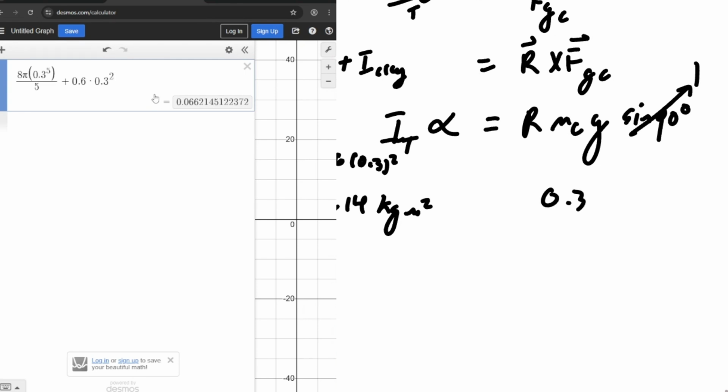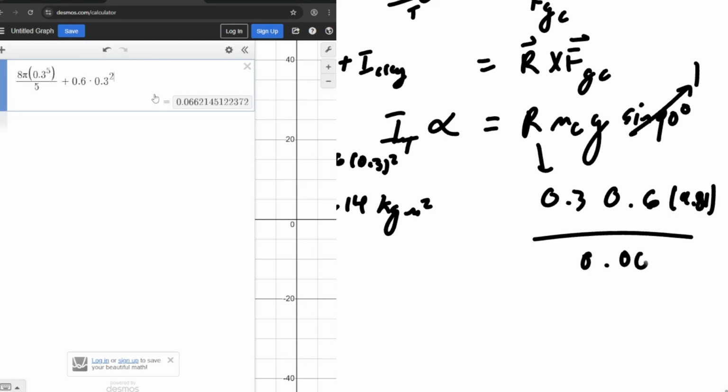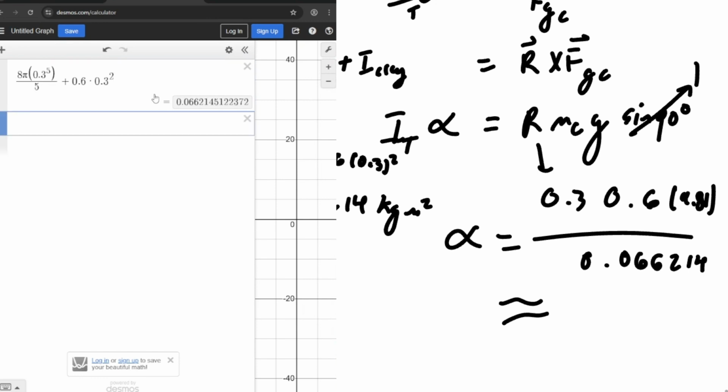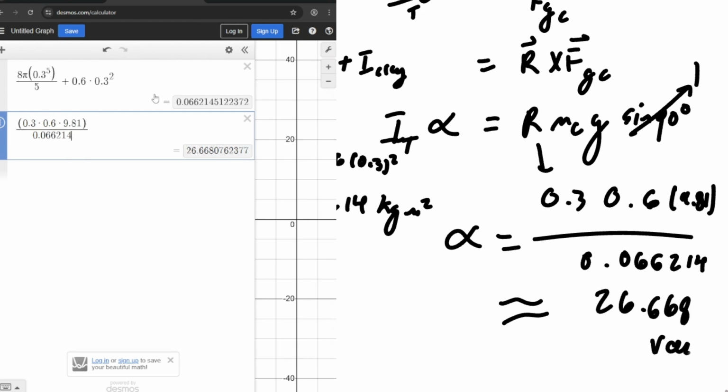And now I can plug in all my values to find the initial angular acceleration. 0.3 was the radius, 0.6 was the mass of the clay, gravity is 9.81, divided by 0.066214, which is my total rotational inertia. That gives us roughly 26.668 rad per second squared. Never forget your units. And that's the answer.